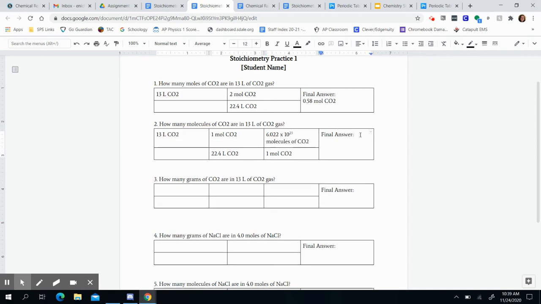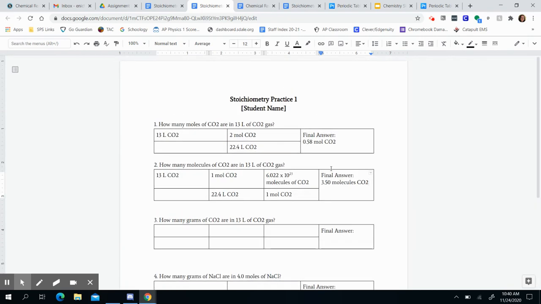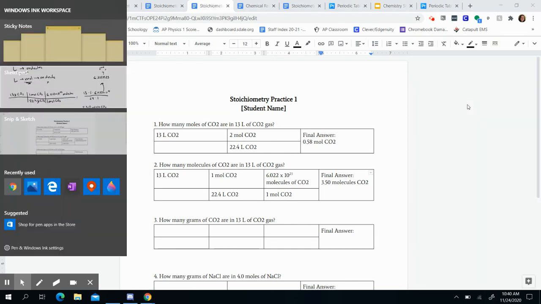That gives me a final answer of 3.50 times 10 to the 23rd molecules of CO2. I'm going to stop typing all of these now. You can kind of see how to do them and how to use it. And it's all set up for you. And I'm just going to go through the rest of the problems. So let's go back to my sketch pad.